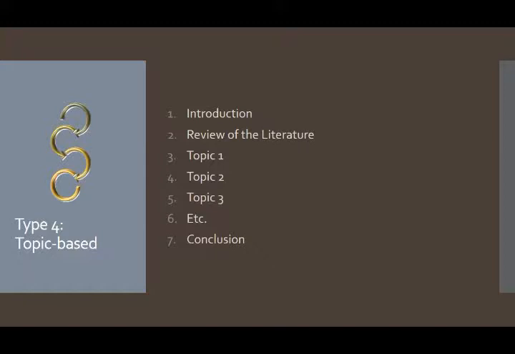Type 4 topic-based structure is different from the first three in that it may not have methods and findings in the traditional empirical sense. So this dissertation will still have an introduction and a review of literature, but will instead have a series of essays on related topics. And these topics may be theoretical and historical in nature. Arts and humanities lend themselves to this type of structure.